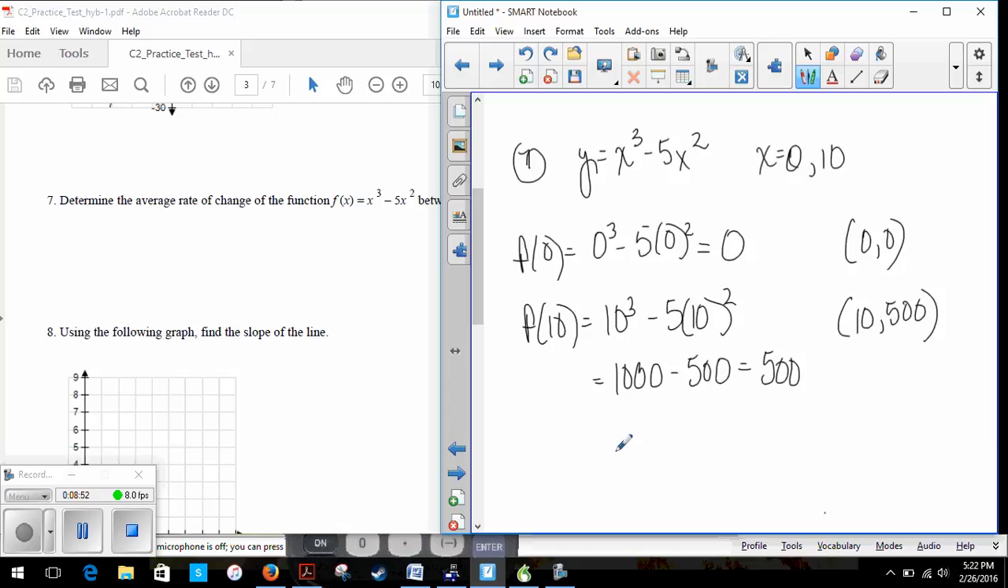And then we'll repeat the process that we used in number 6. The change in my y values over the change in my x values. I'm going to make the (0, 0) (x1, y1) and (10, 500) (x2, y2). And so my slope is the change in my y's, 500 minus 0, over the change in my x's, 10 minus 0. It doesn't always have to be zeros, of course. So 500 over 10 is 50.